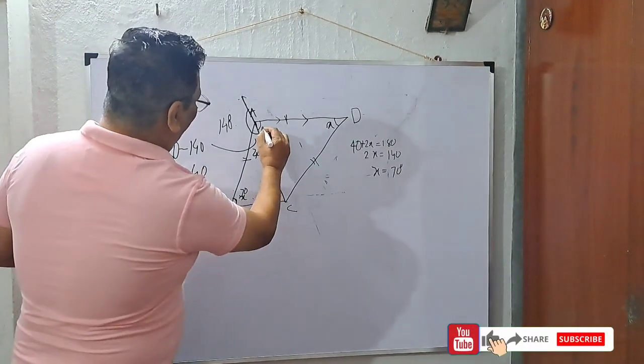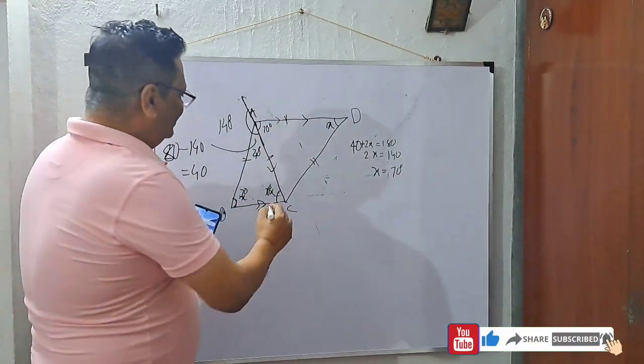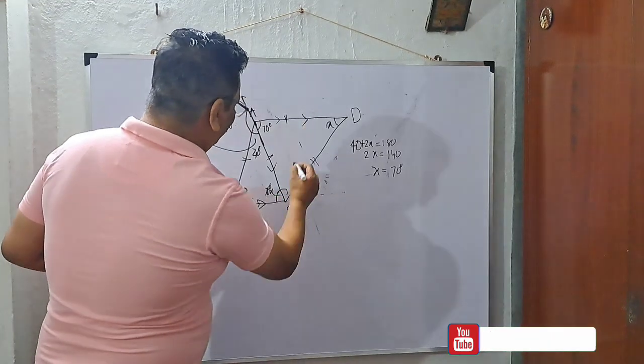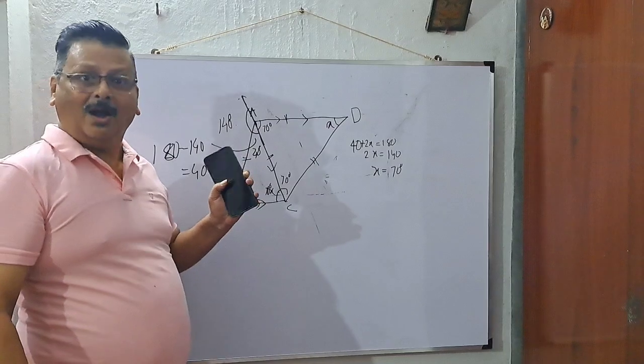So we can say this angle is also 70 degree. The moment you get this angle, this is also 70 degree, because these sides are equal. Now we got x. How?